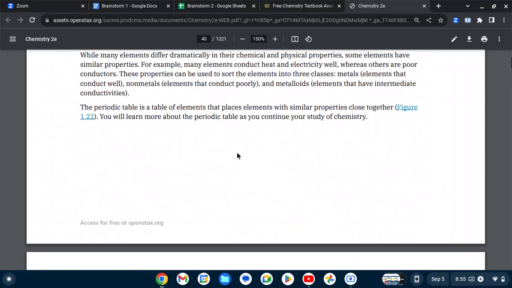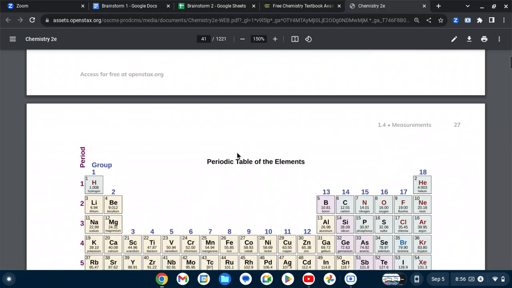While many elements differ dramatically in their chemical and physical properties, some elements have similar properties. For example, many elements conduct heat and electricity well, whereas others are poor conductors. These properties can be used to sort the elements into three classes: metals, nonmetals, and metalloids. A periodic table is a table of elements that places elements with similar properties close together. You will learn more about the periodic table as you continue your study of chemistry.